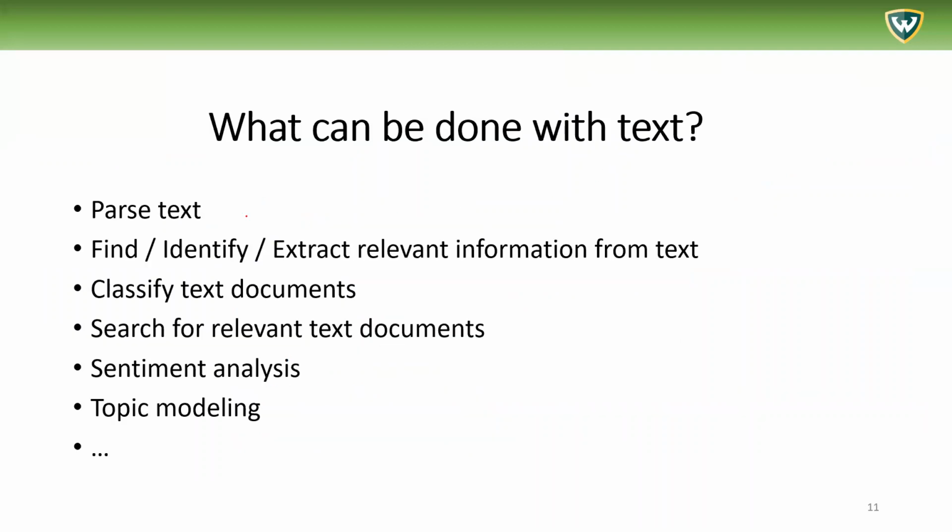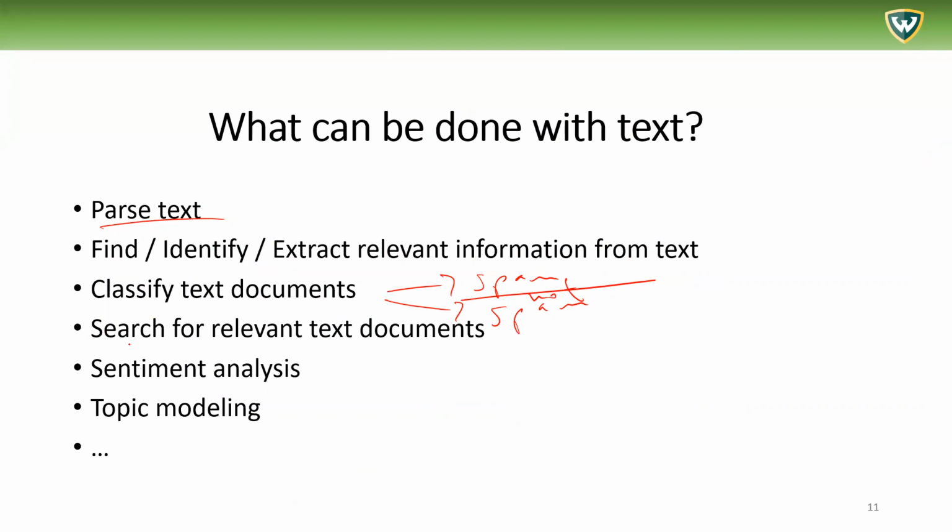So what can be done with text? A lot can be done with text. We can parse text, meaning break it down into different parts. We can find, identify, or extract relevant information from text, like the temporal state, when something happened, when it did not happen. Or we can classify text documents. For example, emails, and this is already done in many email systems. You receive an email, and your email program wants to identify if the email is spam or not spam. And there are different ways to do that.